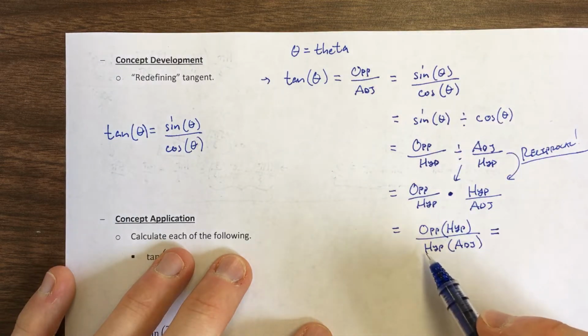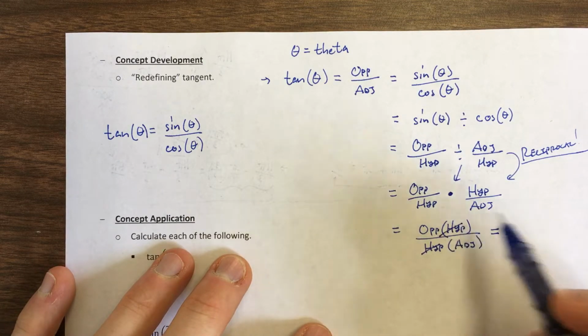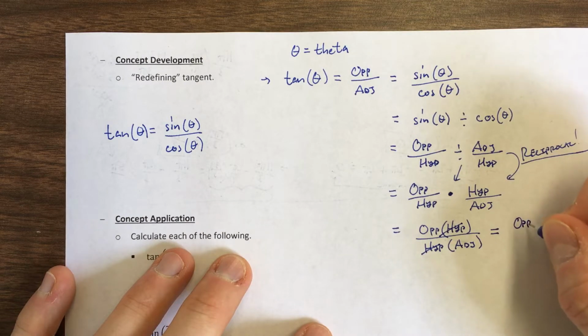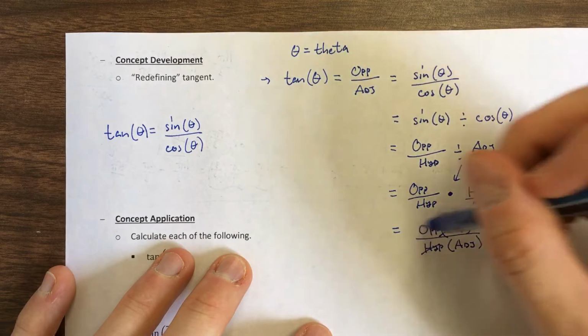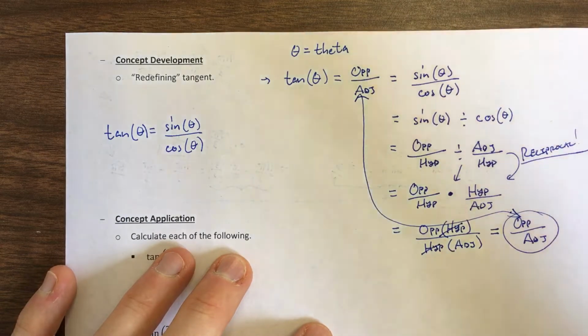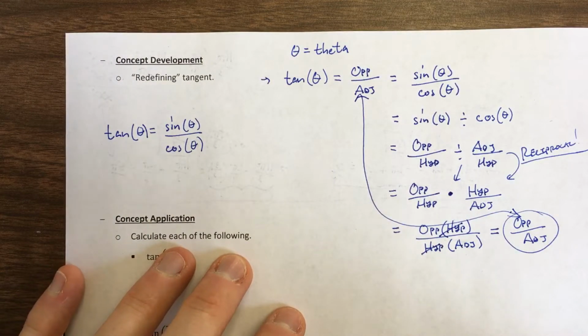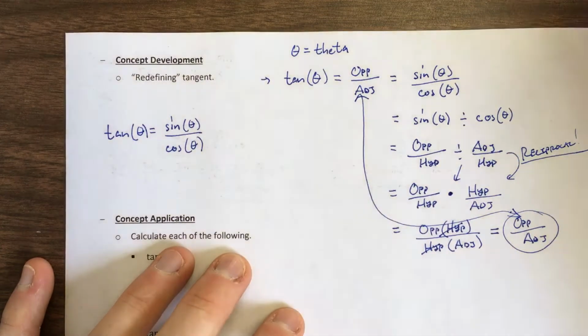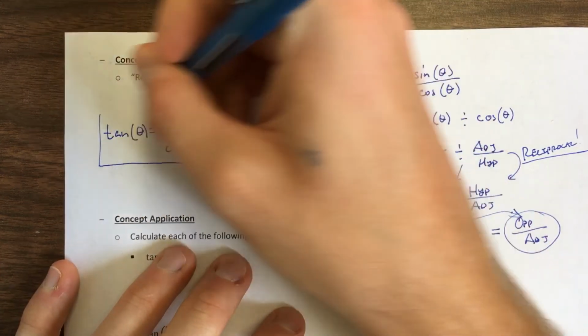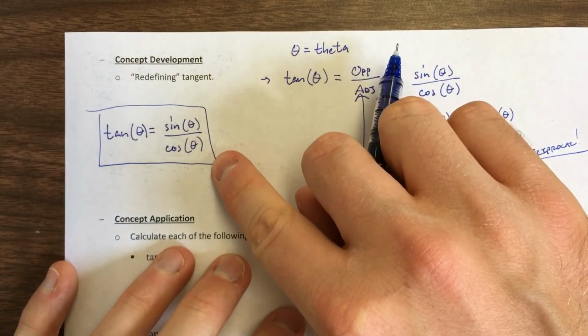Just multiplying these two things and these two things. And what we can see here is that the hypotenuse cancels out with that hypotenuse, and we would be left with opposite over adjacent, which is what we wanted. So, as I said in class, I will not ask you to prove that tangent equals sine over cosine. I will not ask you to reproduce this. But I did want to show this to actually show that tangent is sine over cosine. We can redefine tangent this way.